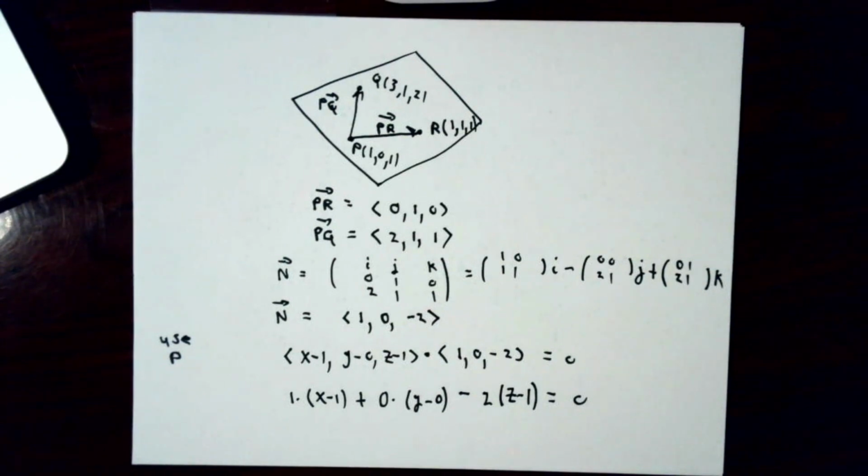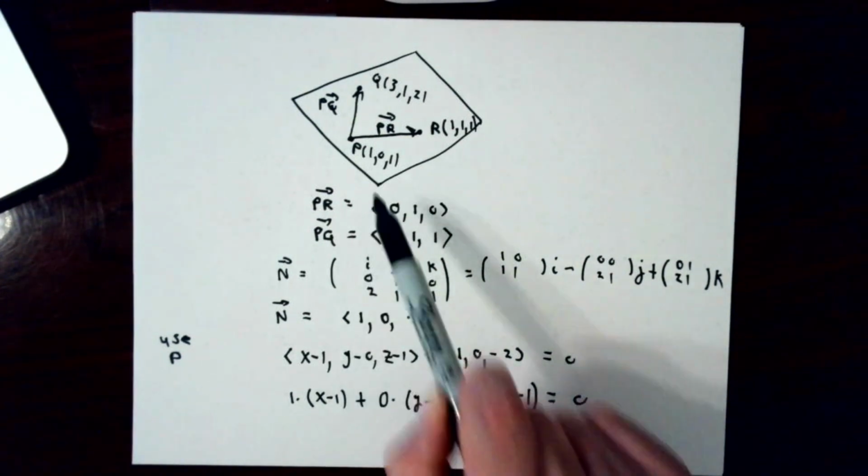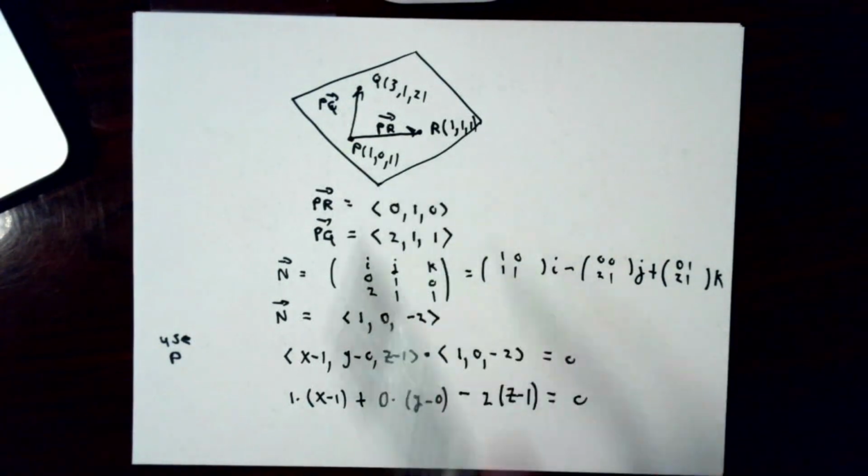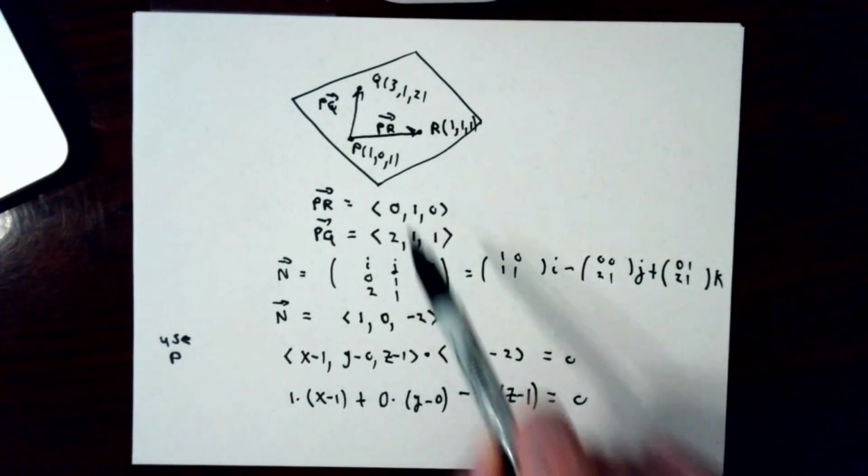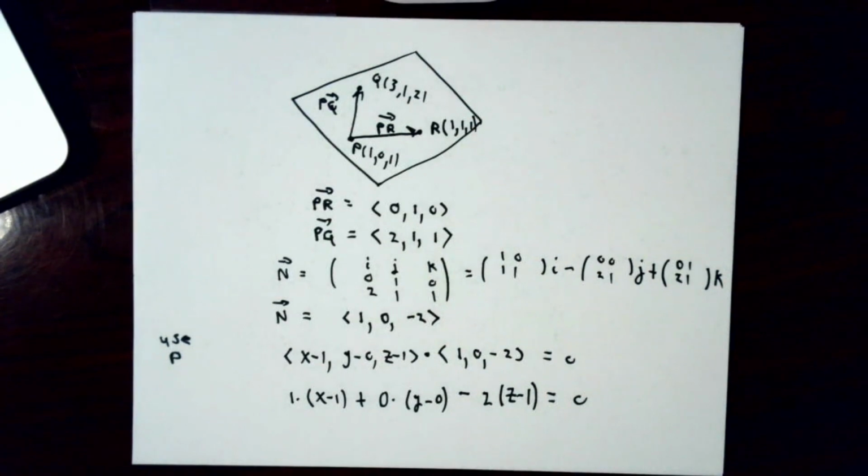Based on this reasoning that we've just stated, I'll select one of my 3 points. I'll use point P. The vector x minus 1, y minus 0, and z minus 1, dot product with the right angle direction needs to be 0, and this immediately gives me the equation for my plane.